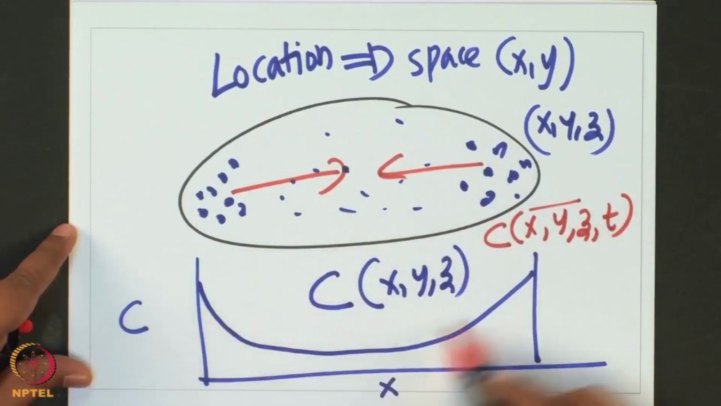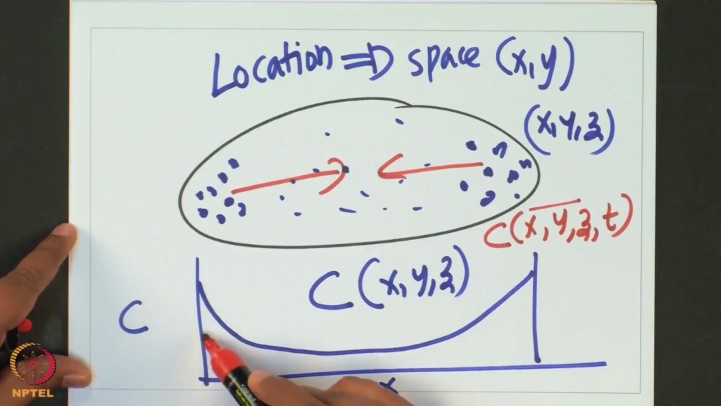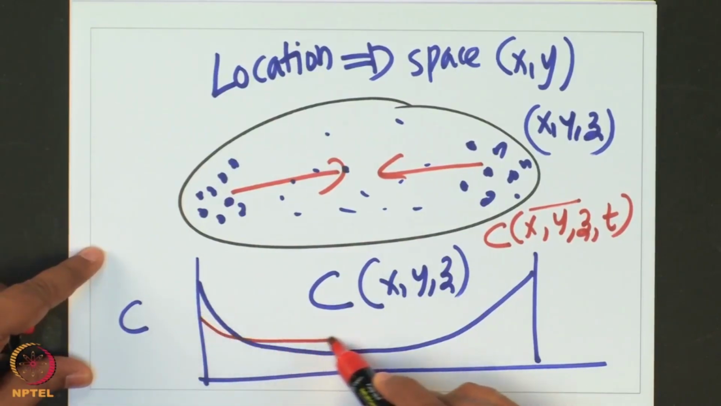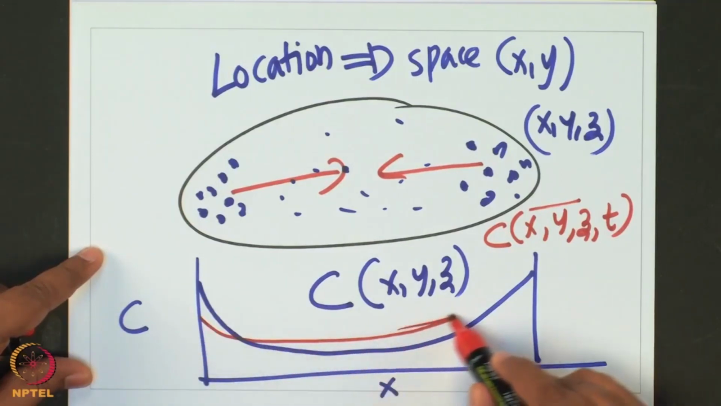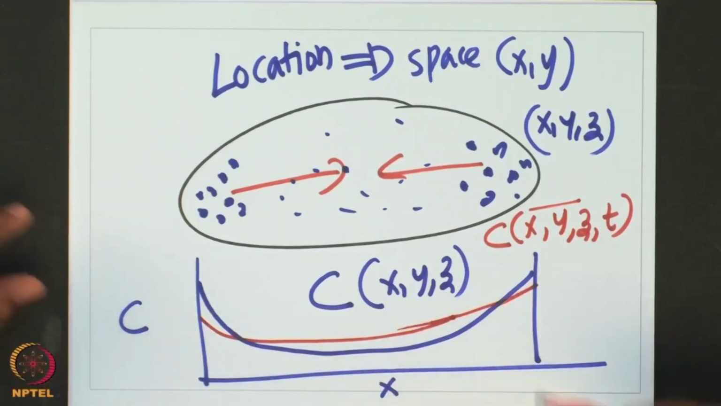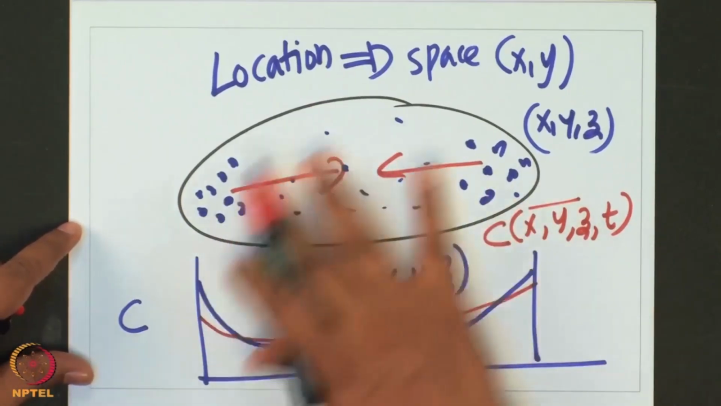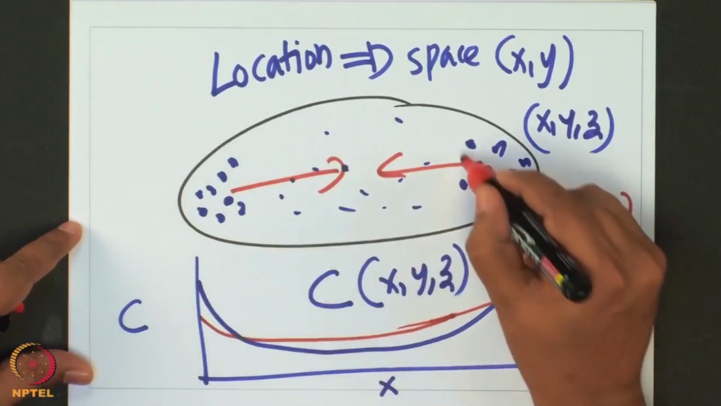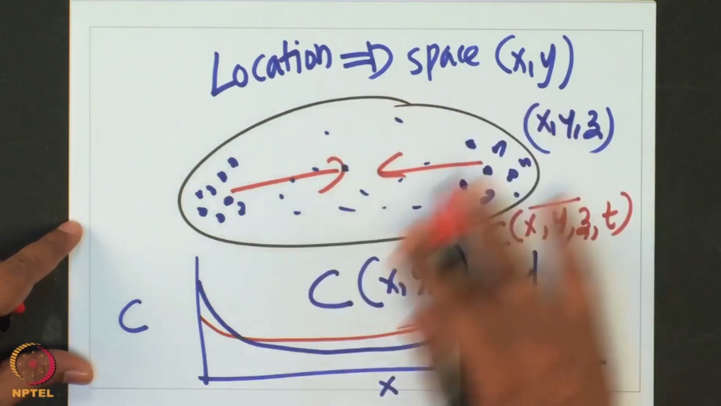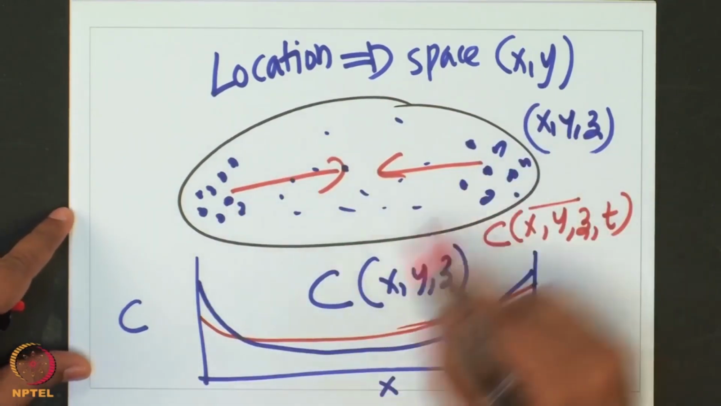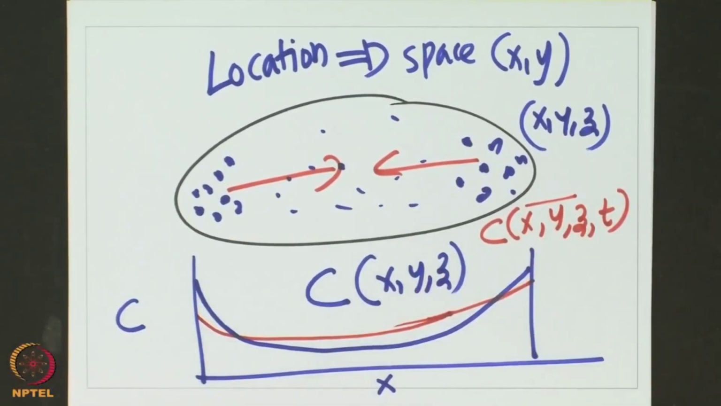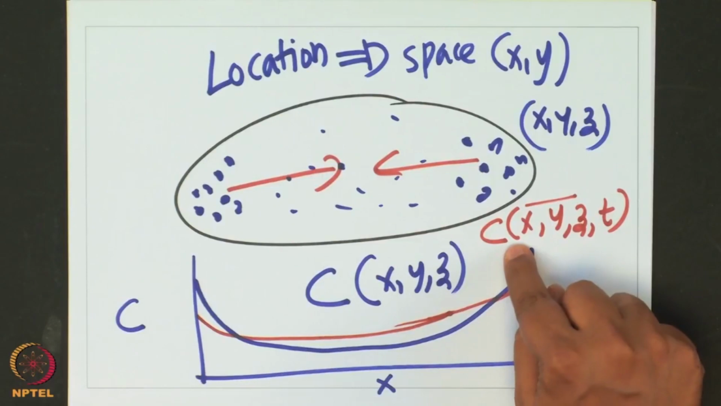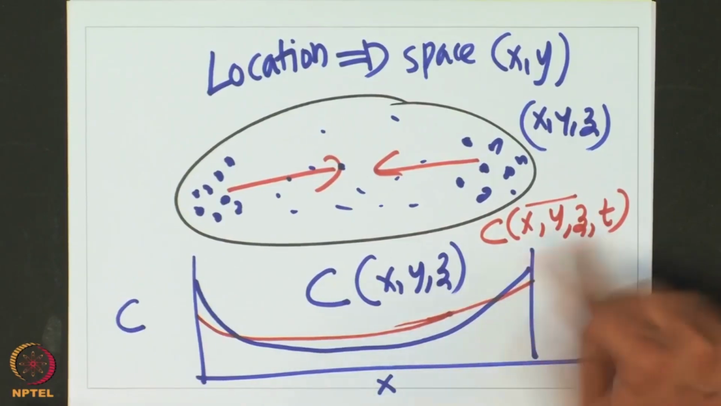For example, if this is the concentration at t equals 0, after some time the concentration will come down here and increase there. Something like this could happen. The concentration profile will change as the protein molecules, or the molecules of our interest, diffuse from one place to the other. So given that there is diffusion, how does this concentration C change with x, y, z and t? That is the question that we would ask.